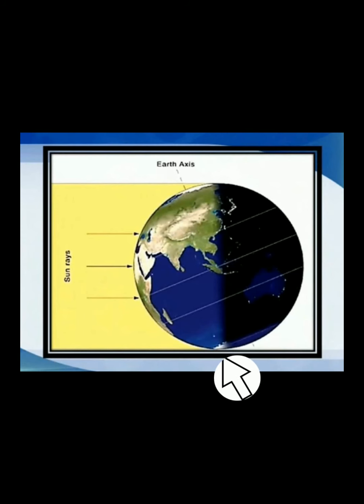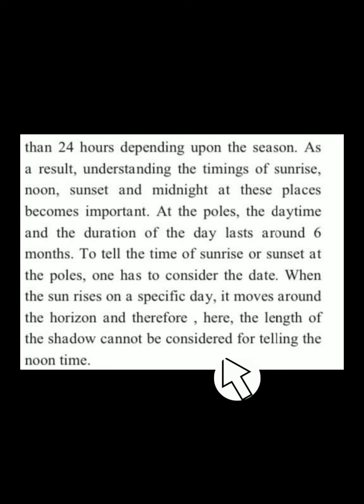Okay, so basically near the poles, if you see, my dear students, we can understand that there are 6 months of darkness and 6 months of light. Okay, it's only near the poles. As a result, understanding the timings of the sunrise, noon, sunset and midnight at these places becomes important. I'm talking about the North Pole and the South Pole. The daytime and the duration of the day last for around 6 months.